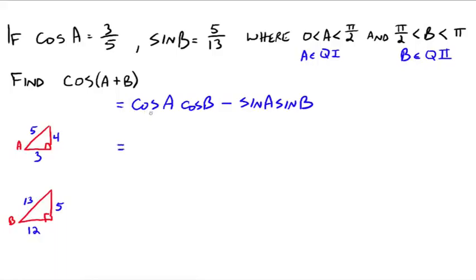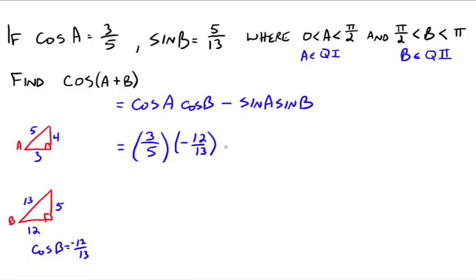The cosine of A is 3/5. The cosine of B is what? Well, we look down here and we say, well, it's 12/13. Everybody see that? Say, all right, the cosine of B is 12/13, right? Because adjacent over hypotenuse. However, B is in what quadrant? B is in quadrant 2. So what's the sign of cosine in quadrant 2? Well, it's negative, right? So this has to be a negative 12/13. Everybody with me? Very important.